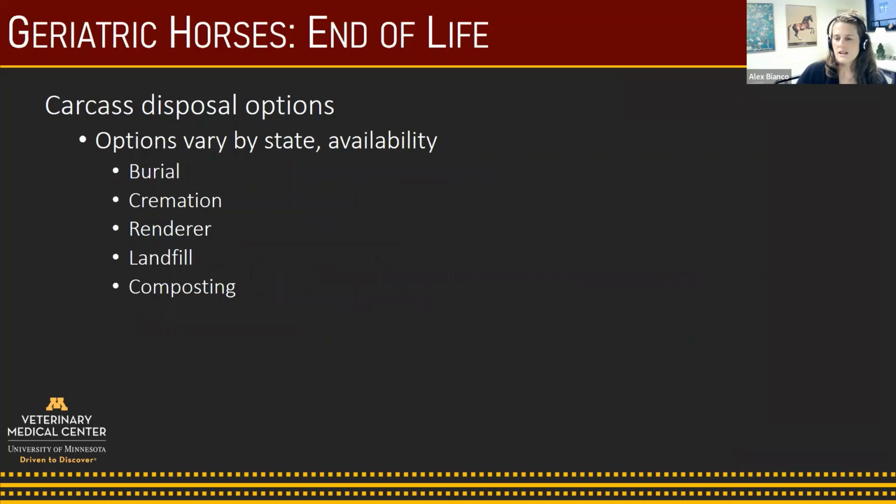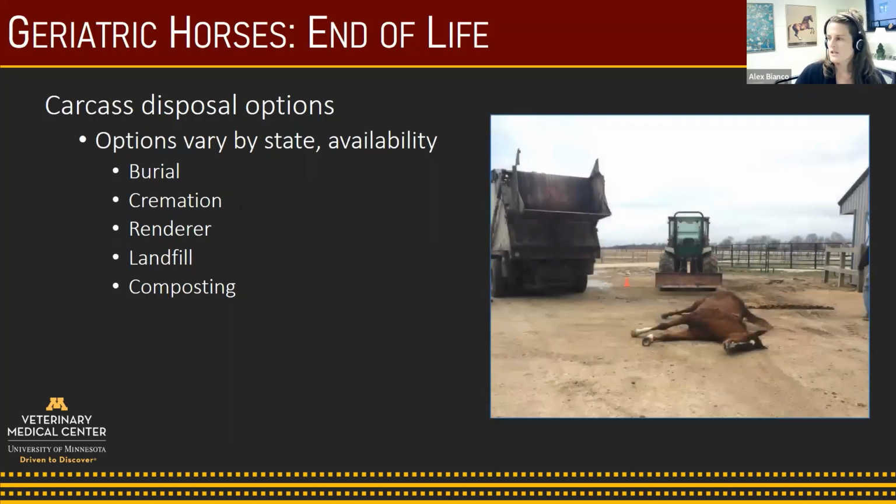Disposal options will vary by state. In the next picture that will pop up, it does show a horse that is deceased. So if that is something that is unpleasant to you, you can just look away for the moment. But I think it's important to have an idea and know what's going to happen beforehand. You don't want the first time you see the renderer truck picking up a horse to be your horse. I think it is important to have an idea of what that looks like when the renderer comes to pick up a horse, because that is one option for carcass disposal.